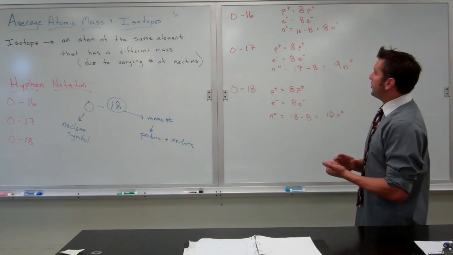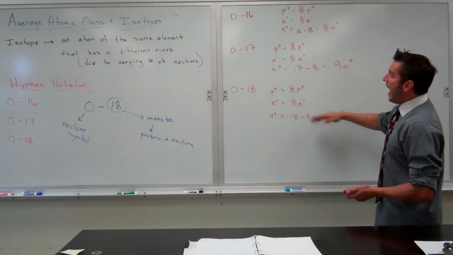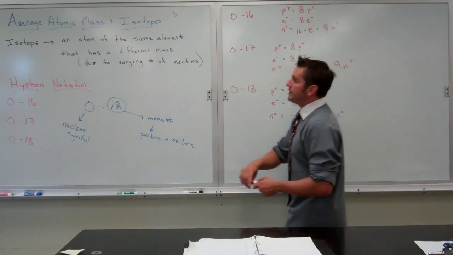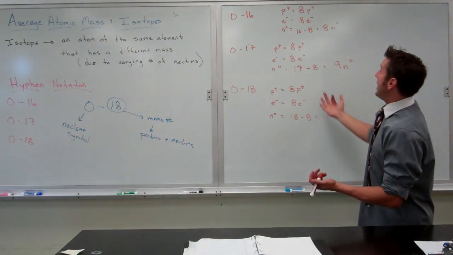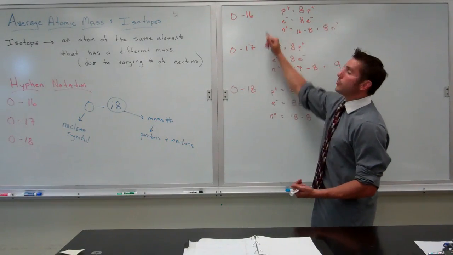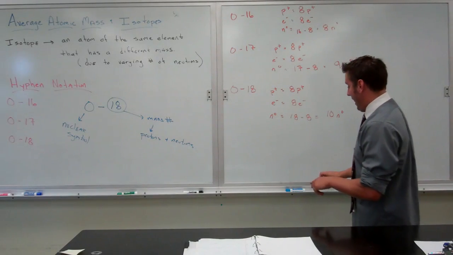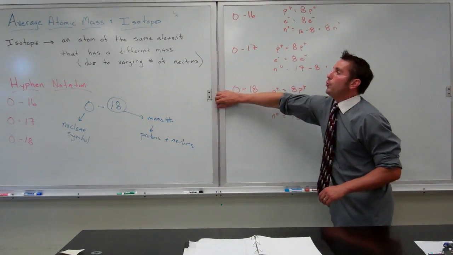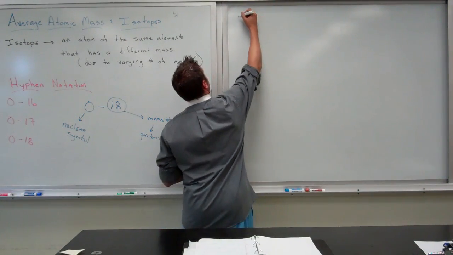So what I want you to understand is, because there are different atoms, all of the same element, that average atomic mass off the table can't just be 16 or 17 or 18. It has to reflect all of the isotopes. So that's what we're going to look at next. We are going to talk about how we calculate the average atomic mass.